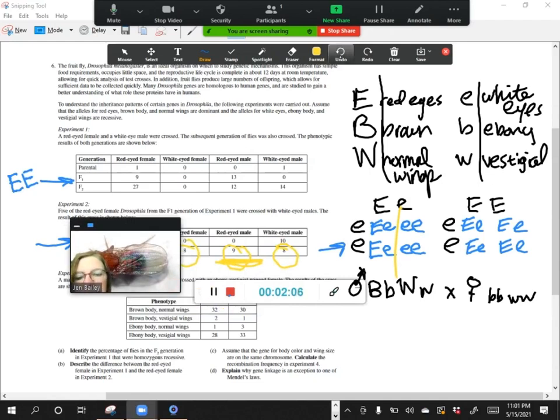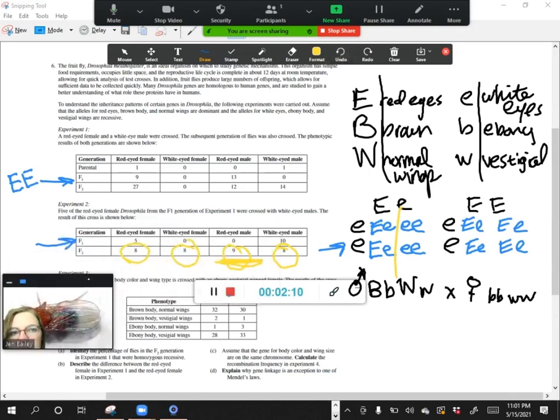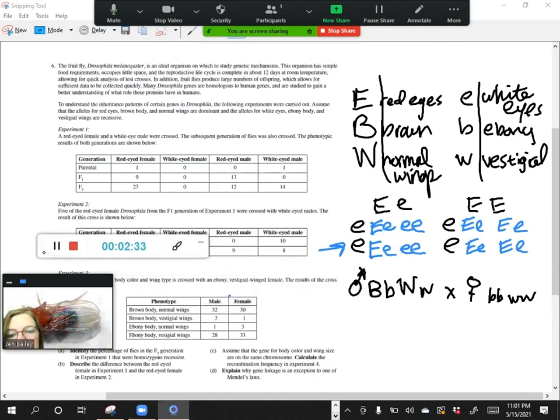Okay, so the next one we're going to do is C. All right, so assume that the gene for body color and wing size are on the same chromosome. Calculate the recombination frequency in experiment 4. Okay, so if you do not know what recombination frequency is, that is okay.